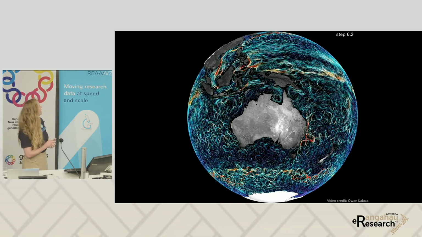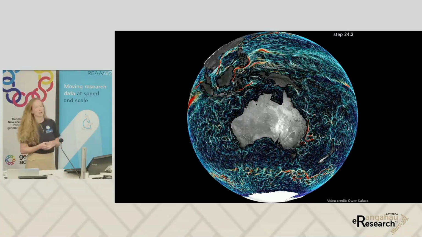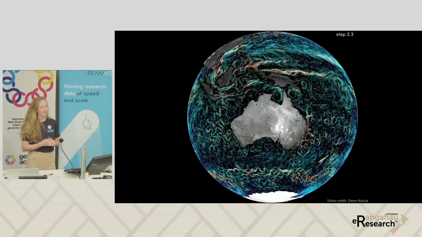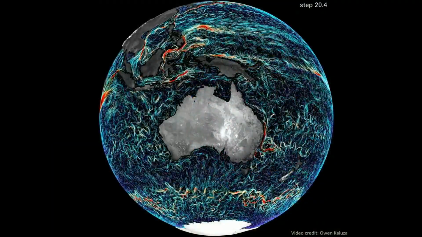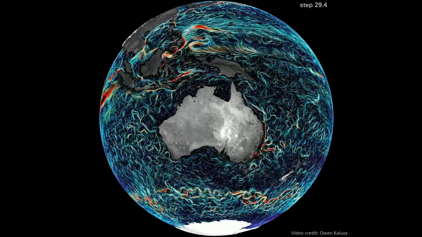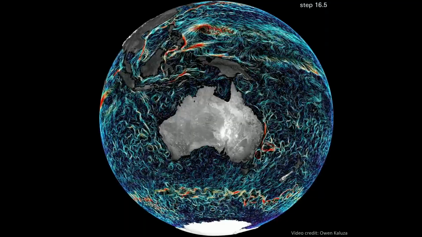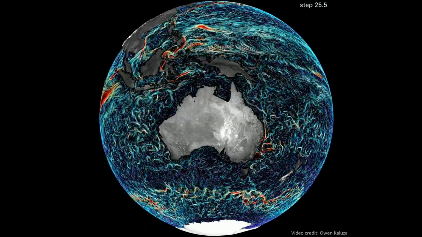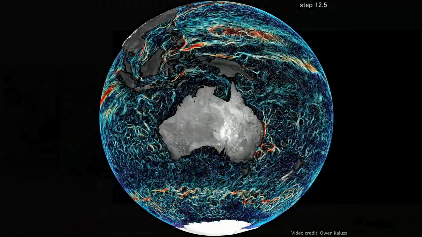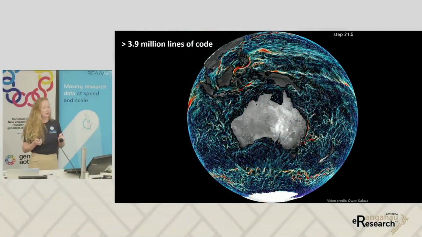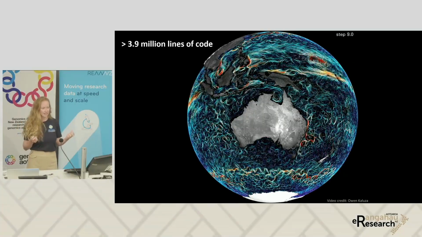So this is one of my favorite visualizations that we have of one of our models. This is one of our ocean models, and you're seeing the ocean currents here. It's from one of our higher resolution ones. Our models are really, really big. They're very big, they're very complex, and there are many of them. We have different models for each component of the climate system. So this is the ocean, we have the atmosphere, we have the land, we have sea ice, we have ocean biogeochemistry and all of the different processes. And overall, we have over 3.9 million lines of code.